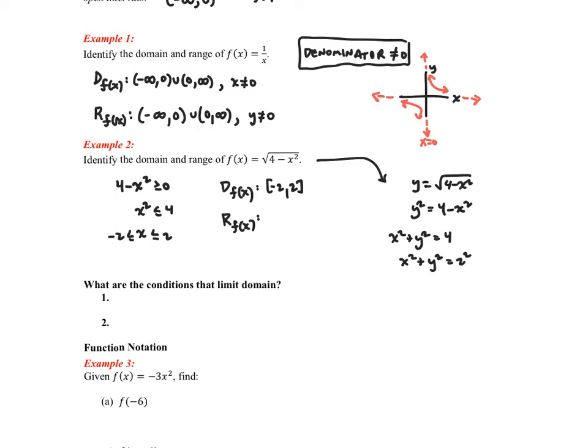Now, what you'll notice is that I don't have a plus minus on the original equation. All I have is a plus. Therefore, this is representing only one half of that circle. So that circle has a radius of 2. Therefore, its range is inclusive from 0 to 2. Okay, so what are the conditions that limit domain? Well, the denominator cannot equal 0.